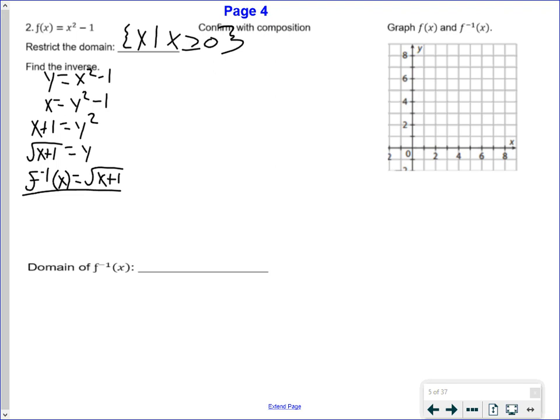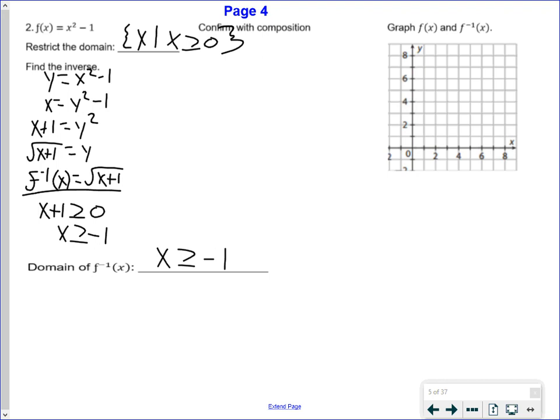Let's figure out the domain of the function. So underneath the square root, we have x plus 1. And we want every term in there to be greater than or equal to 0. So x has to be greater than or equal to negative 1. We cannot be anything less than 0. We can equal 0. So our domain will be x is greater than or equal to negative 1.